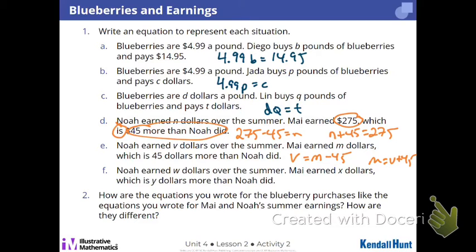Cool. And F. Noah earned W dollars, right? So W is whatever Maya earned minus Y. Yeah, I did W equals X minus Y. I think it'd be easier if we did X equals W plus Y, yep.